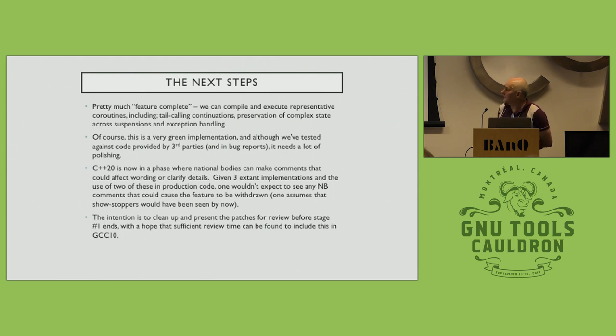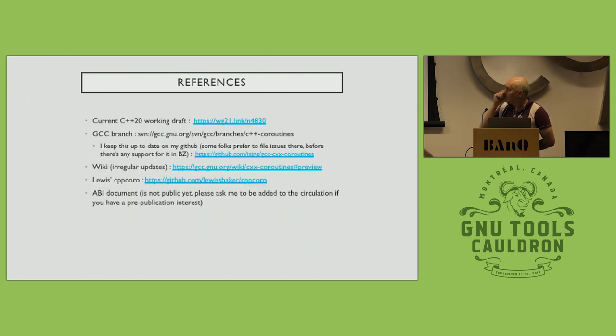So my intention now is to clean up, to get the patches posted before the end of stage one, and depending on enthusiasm and review bandwidth, hopefully to get this into GCC 10, so that it'll be there for the release of C++20. A few references there: the working draft, the branches in the normal places. I keep it up to date on GitHub because some people who've been responding and giving me bug reports are preferring to post them there, because we've not got anything on Bugzilla for this at the moment because it's not public.